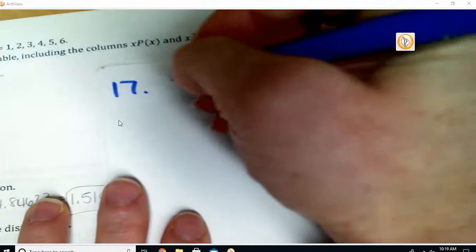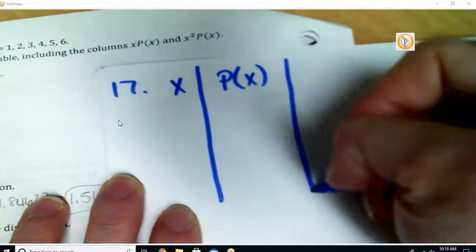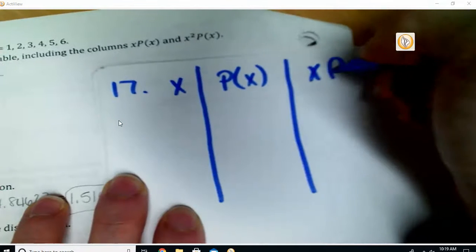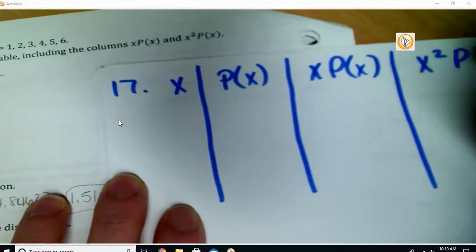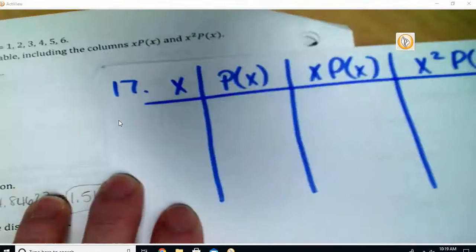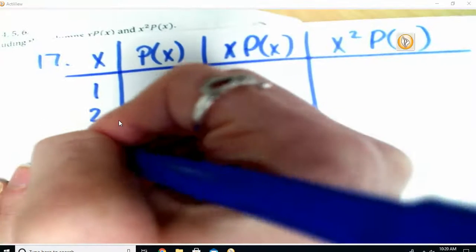Okay, so this one is asking us to do a probability function. Part A is the table, including columns for x, p of x, and x squared p of x. So that means you have to make an x, you have to do a p of x, then I also said find x p of x, and x squared p of x. So the possible x's we have are 1 through 6.